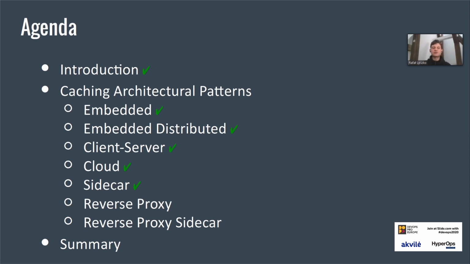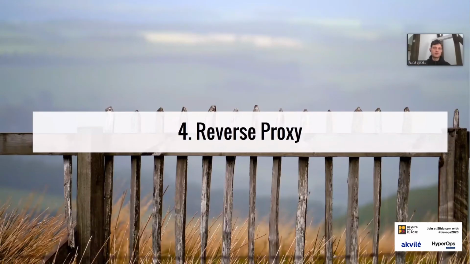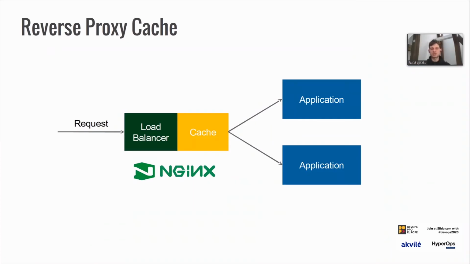The last pattern for today will be reverse proxy. And reverse proxy caching will be something completely different. Because so far, the application always knew about caching. So the application was aware that something like caching exists. This time we will do it differently. We will put the cache in front of the application.